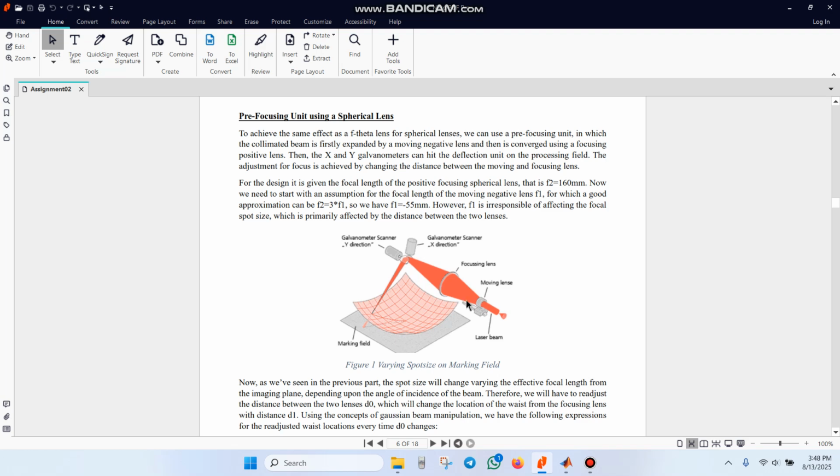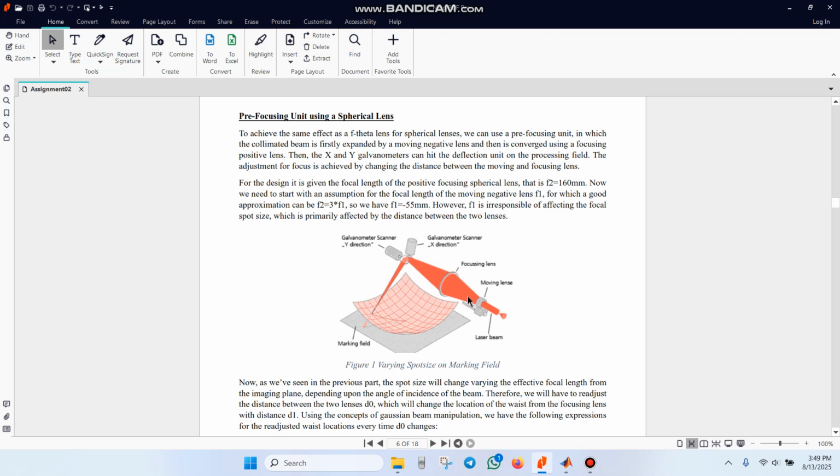So in the pre-focusing unit, we have two lenses. One of them is a moving lens, and the other one is a fixed lens. The first lens is the one that is negative and collimates the beam, whereas the second one is a focusing lens, or the positive lens, which basically converges the beam to the galvanomirrors X and Y. The distance between these two lenses can be changed by moving this particular negative lens, and based on where we want to deflect or point the beam on the working space, we can readjust the distance between these two lenses in order to obtain a particular beam spot size.